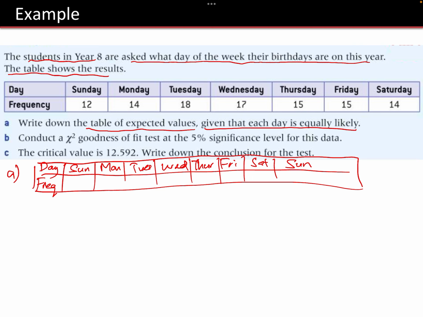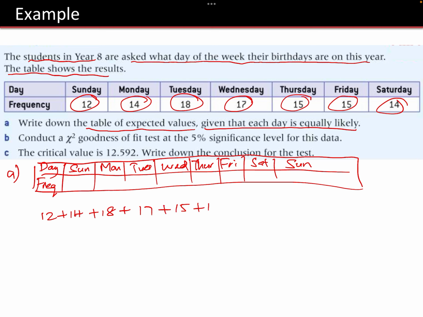Now, first we want to know how many students are being surveyed in this question. So we have 12, 14, 18, 17, 15, 15, and 14. So it will make sense for us to add up these numbers here, plus 17, plus 15, plus 15, plus 14. Okay, so if we add up all these numbers, you should be getting 105 students who are being surveyed about their birthdays.